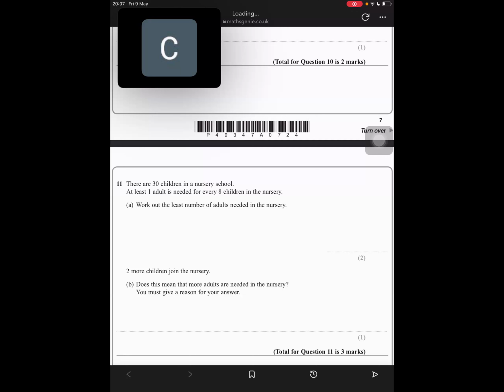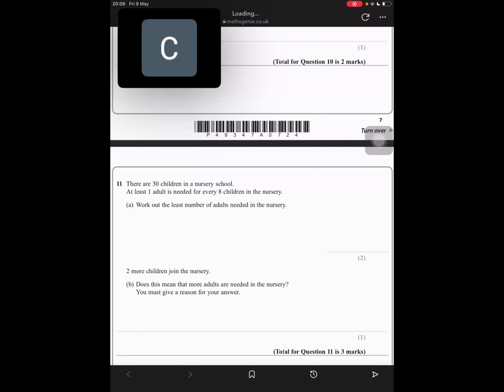Okay, I said, look at that second question very, very well. It says two more children join the nursery. Does this mean that more adults are needed in the nursery? Do you think more adults will be needed for those 2 that just joined? Yes. Now, I beg to disagree with you. Do you know why I disagree with you? No.